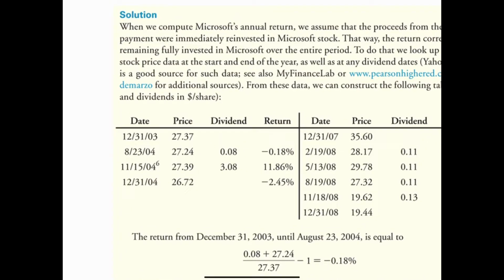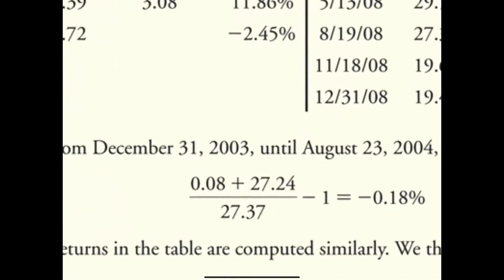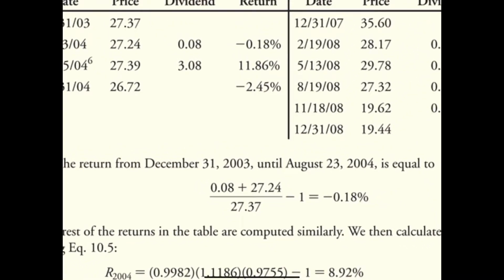So let's just say, okay, for that 8 months period, what is the return? The return will be the 8 cents dividend plus 27.24 divided by the initial price, which is 27.37, minus 1. That tells you if you're holding that share for about 8 months, considering the dividend that you get, the return was minus 18 basis points.